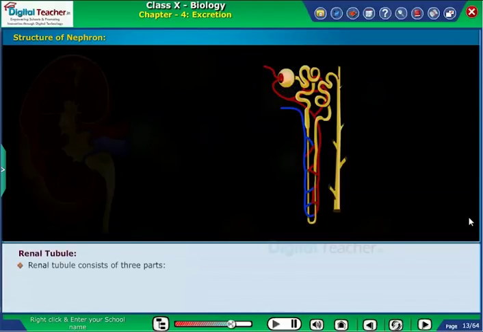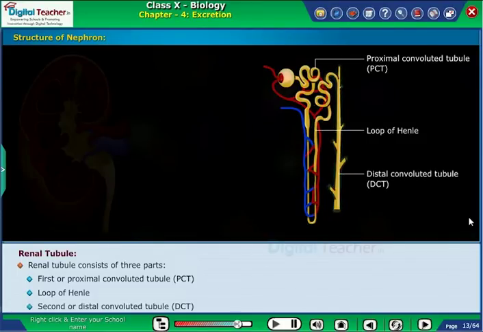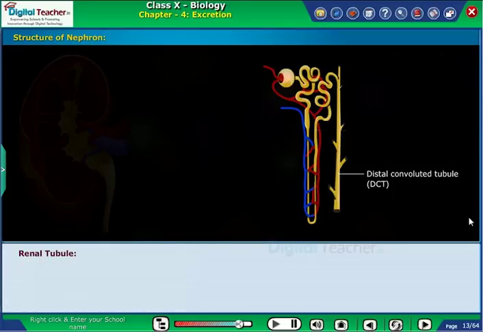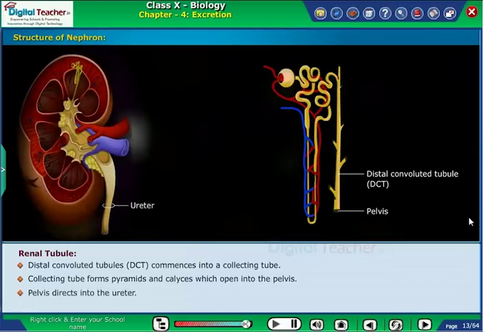Renal tubule. The renal tubule consists of three parts. First are the proximal convoluted tubule (PCT) and loop of Henle. Second is the distal convoluted tubule (DCT). Distal convoluted tubules (DCT) open into a collecting tube. The collecting tube forms pyramids and calyces which open into the pelvis. The pelvis directs into the ureter.